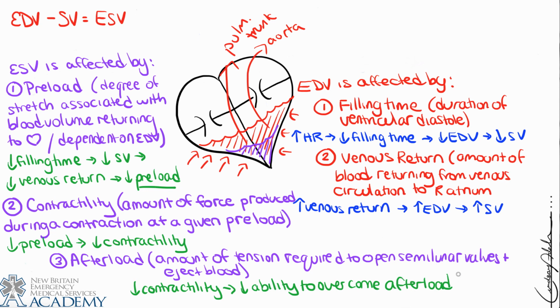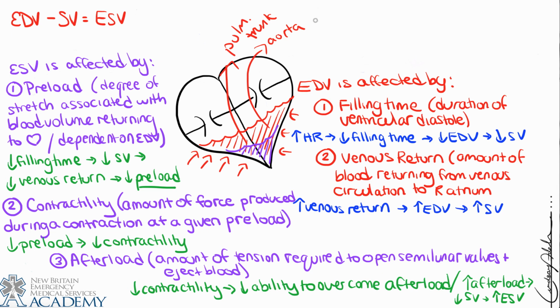So if we have a reduced contractility, then we have a reduced ability to overcome the afterload. And if we can't overcome the afterload, or the afterload were to increase, then ultimately we're going to reduce the stroke volume and reduce the end systolic volume.